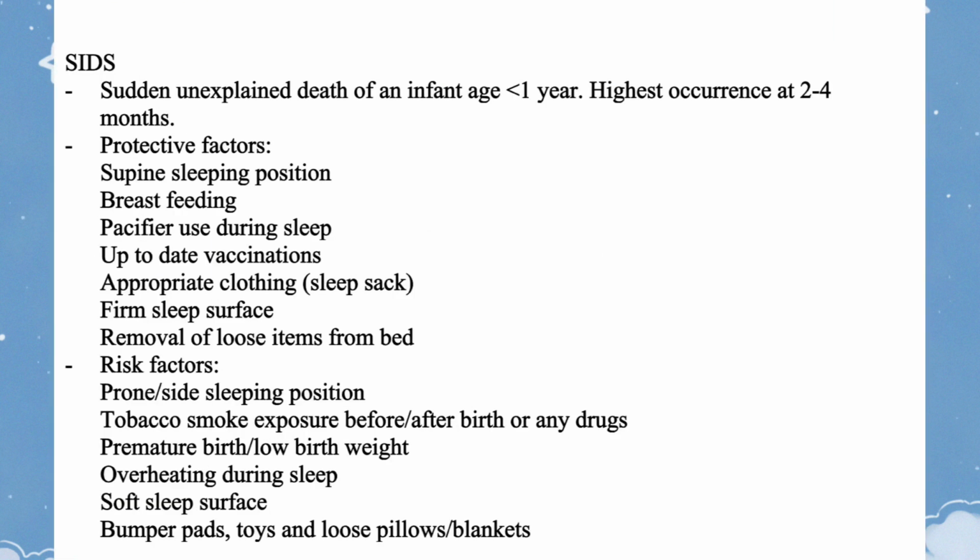SIDS, sudden unexplained death of an infant under age 1 year. Highest occurrence at 2 to 4 months. Protective factors: supine sleeping position, breastfeeding, pacifier use during sleep, up-to-date vaccinations, appropriate clothing, sleep sack, firm sleep surface, removal of loose items from bed.